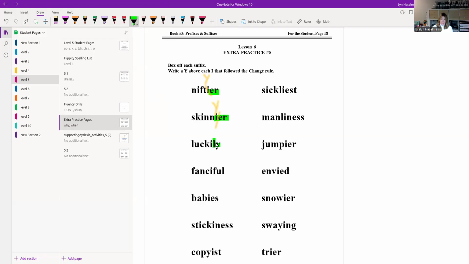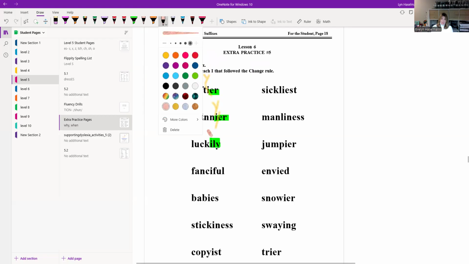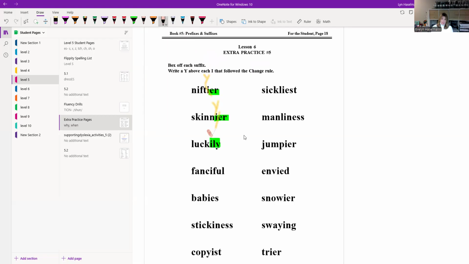So luck, there's two in here. So we did have luck to lucky. Ooh, that's way too big. Holy cow. Kids love this. Rose gold. They always use it. Okay, lucky to luckily.